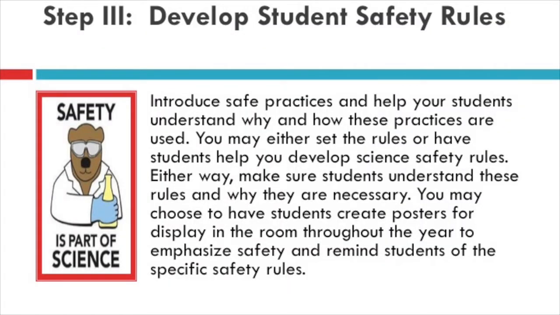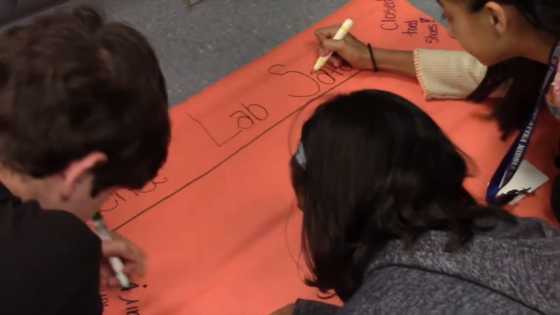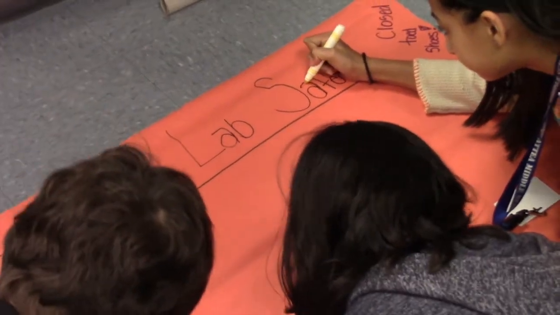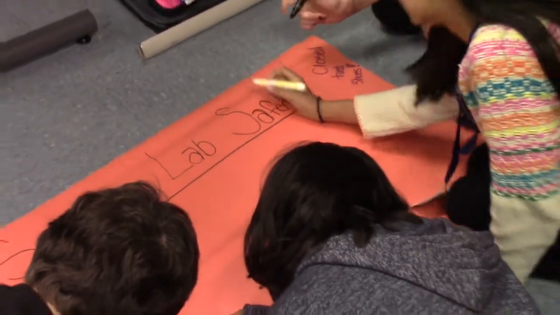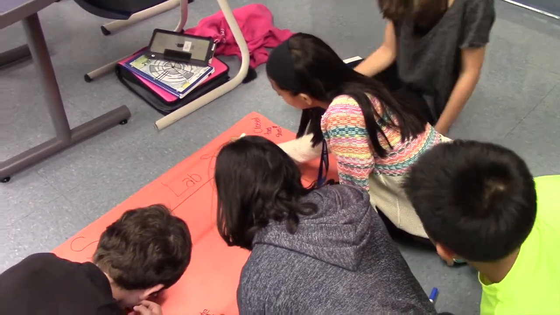The next step is to develop student safety rules. Introduce safe practices and help your students understand why and how these practices are used. You may either set the rules or develop science safety rules with your students. Either way, make sure students understand these rules and why they are necessary. You may choose to have students create posters for display in the room throughout the year to emphasize safety and remind students of the specific safety rules.